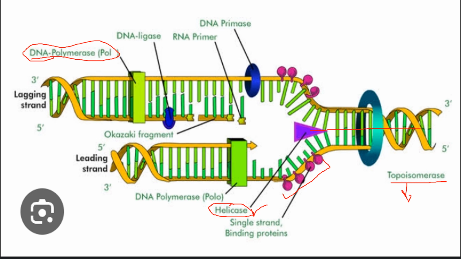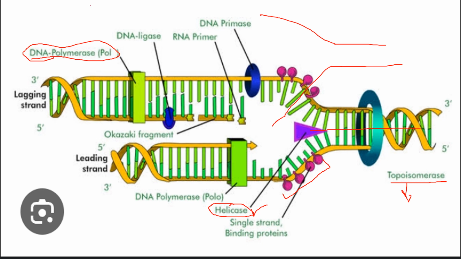You know that these two basic conditions are, the first condition is that it needs a primer. What is a primer? A primer is a sequence of 10 RNA nucleotide bases that is added by the DNA primase enzyme. DNA polymerase does not start the replication on its own. It needs an RNA primer, and it is added by DNA primase.